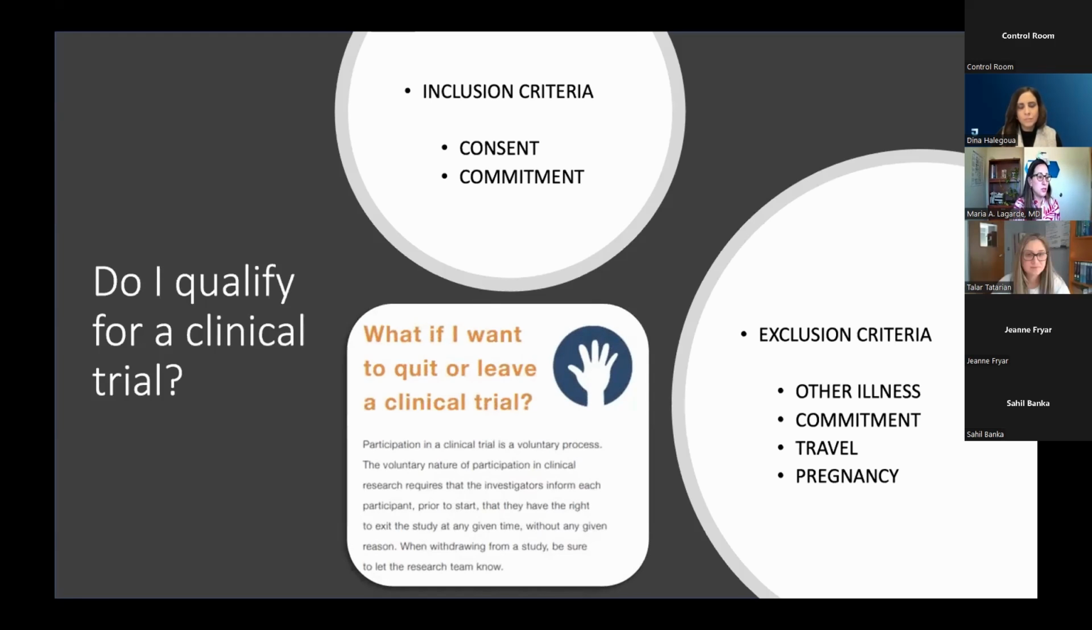Lastly is, what if I was put in a clinical trial and I don't think I want to participate anymore? Well, this is all a voluntary process. So what you have to do is have that discussion with the doctors, with the research team. This is not something that you're locked in for life. You can always walk away. It is important, though, that you have the discussion, and that if you're going to stop clinical trial participation, you let the team know.